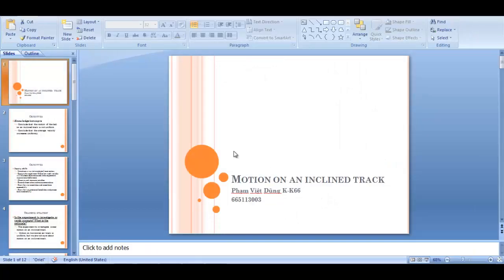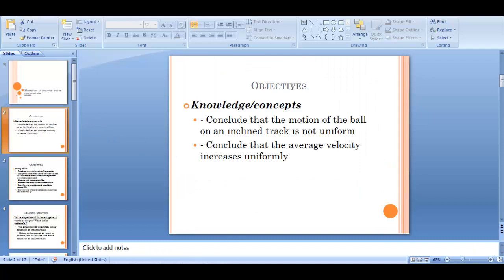Alright, so I will do as follows. About the objectives, knowledge and concepts: students are to conclude that the motion of the ball on an inclined track is not uniform, and that the average velocity increases uniformly.